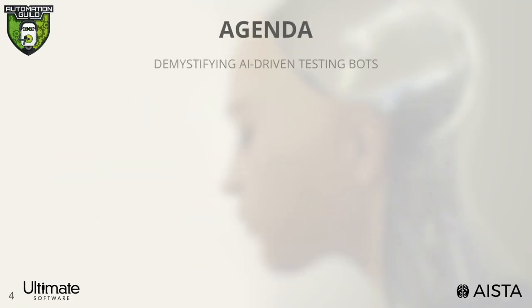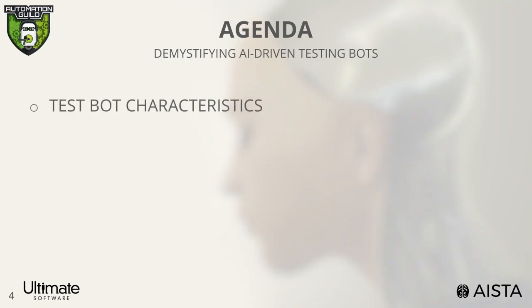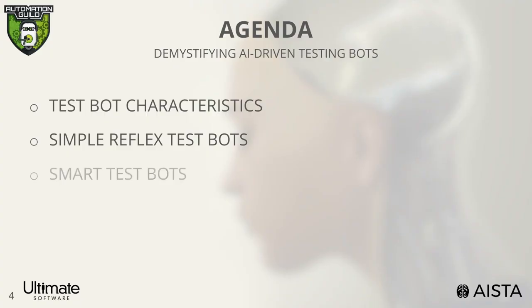In terms of the agenda, we're going to first get into some of the characteristics of these bots, and then look at some simple reflex bots. Bots that don't require a huge amount of machine learning, but are still considered necessary for us to actually execute and drive tests across an application. Then we'll look at how these bots have been enhanced to include artificial intelligence and machine learning, and some of the advances that are making them better and better every day. Then we'll get into the demos and have those takeaways that we're probably looking forward to.